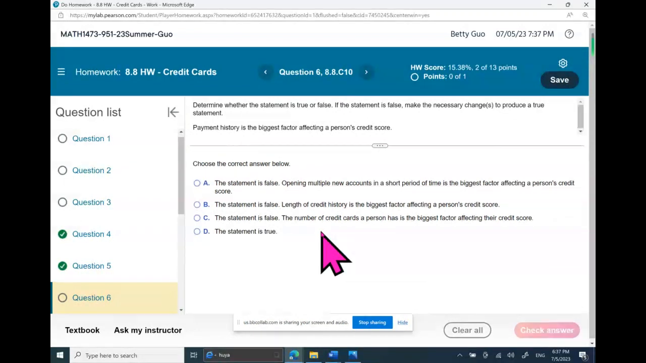But of course, we want to outsmart the company, right? We don't want to pay any interest. We do not want to pay any annual fee. So we should always pay on time and pay in full. Do not just pay the minimum and end up with a lot of debt.